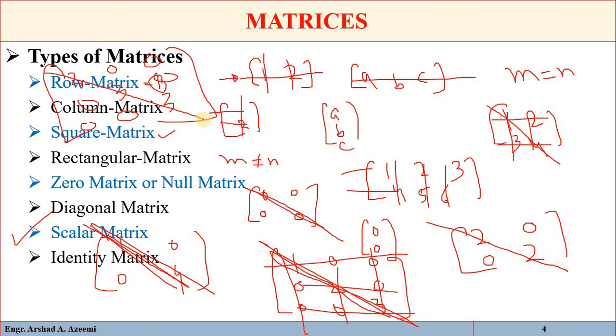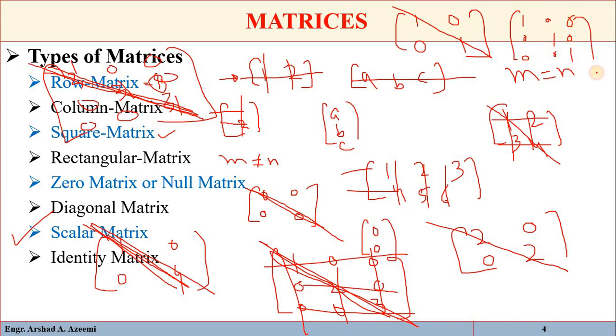Now a scalar matrix in which all the elements on the main diagonal are equal to 1 and the rest of the elements are 0 is called the identity matrix. For example, 1 0 0 1. So this is a square matrix, and on the main diagonal all the elements are equal to 1 and the rest of the elements are 0. Also 1 0 0, 0 1 0, 0 0 1. So this is also an identity matrix.